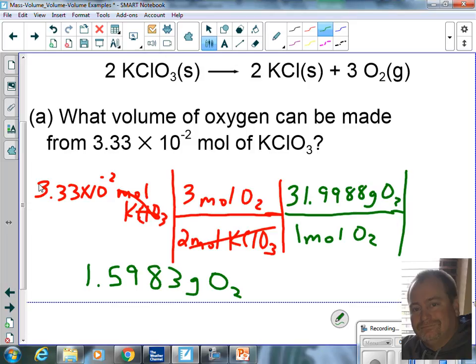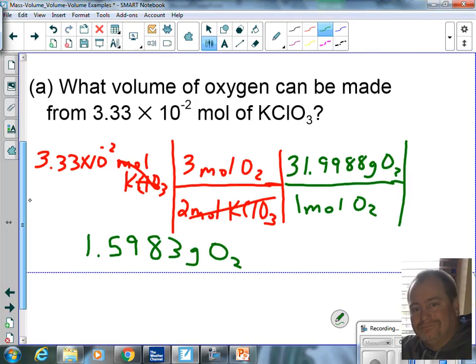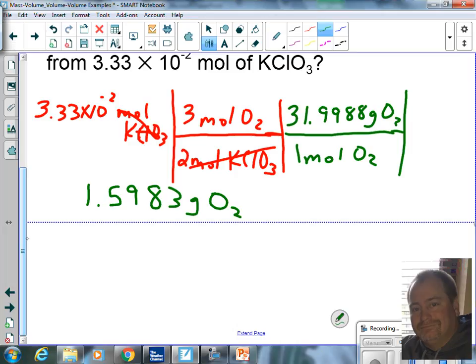Now, as I was telling Andrew, the whole reason I did not sig fig this is because I'm not done. So I left that whole value in my calculator right there because I need to use the mass of oxygen to find the volume of oxygen. And in order to do so, I'm going to use the density. I know that D is equal to M over V, so V is equal to M over D as I rework my equation.